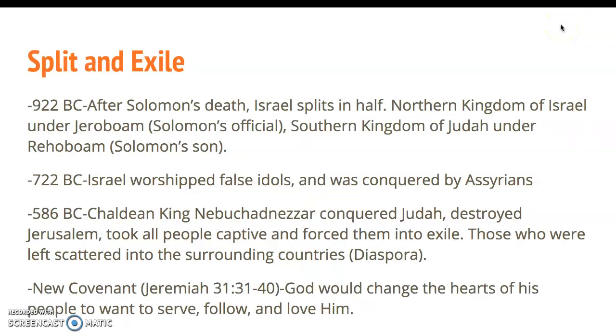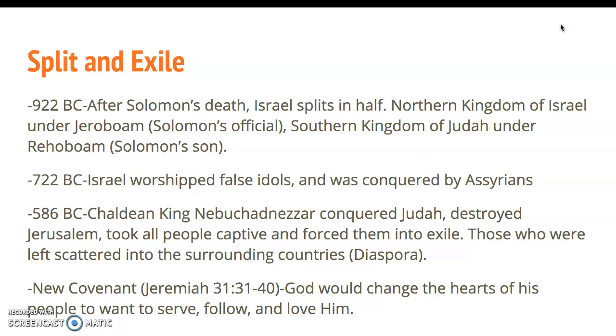922 BC. Partially because of Solomon's disobedience towards God, after he dies, Israel is going to enter a time of civil war, and it's going to split in half. The northern kingdom of Israel would be under Jeroboam, one of Solomon's main court officials. The southern kingdom of Judah will be under Rehoboam, which is Solomon's son. 200 years after that, 722, Israel, the northern kingdom, would be worshiping false idols and would be conquered by the Assyrians, who would eventually intermarry with them and form a group of people known as the Samaritans.